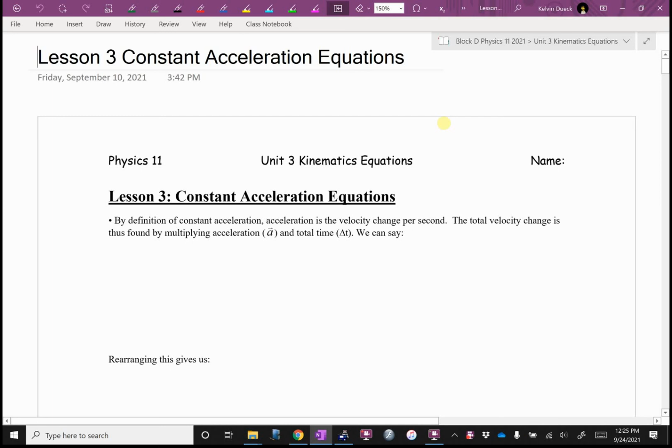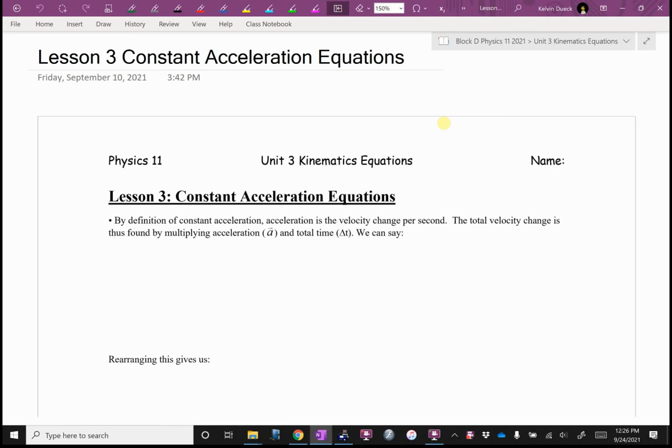I want you to look at your green sheet. I want you to look at the second row on your green sheet. There should be 4 equations in a row there. We call these the kinematics equations. In fact, these are the big 4 for this unit and for next year.